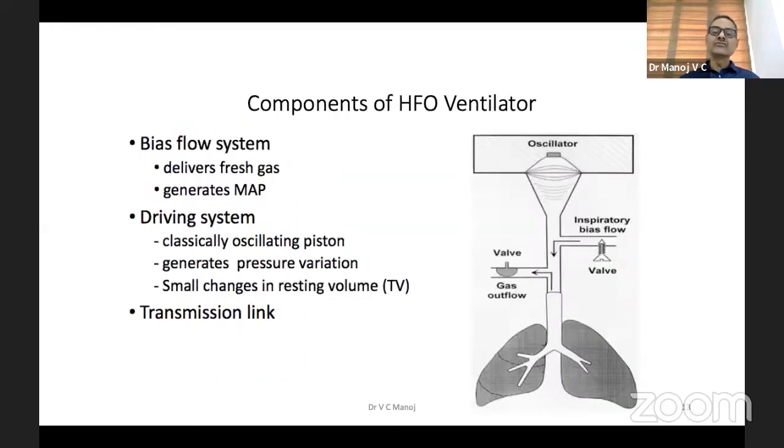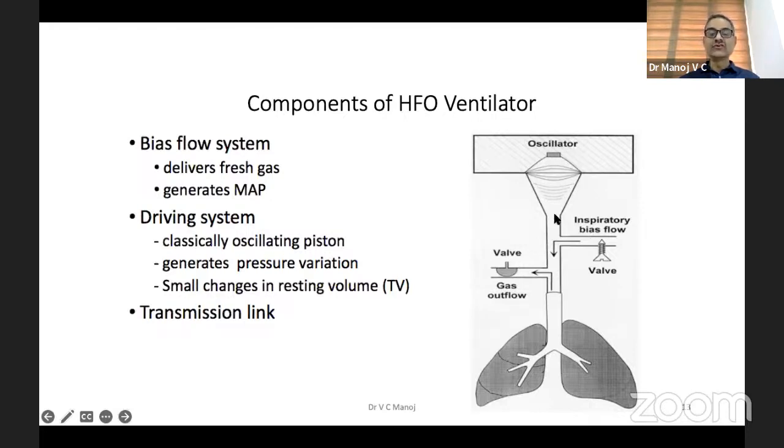The basic components of an HFO ventilator: you have a bias flow system that generates the mean airway pressure by the gas flow, and then the gas is driven by the driving system, the oscillating piston, which actually creates a movement of gas in and out and creates small changes in volume. That is the VTHF or tidal volume in high frequency. And then, you need an interface.